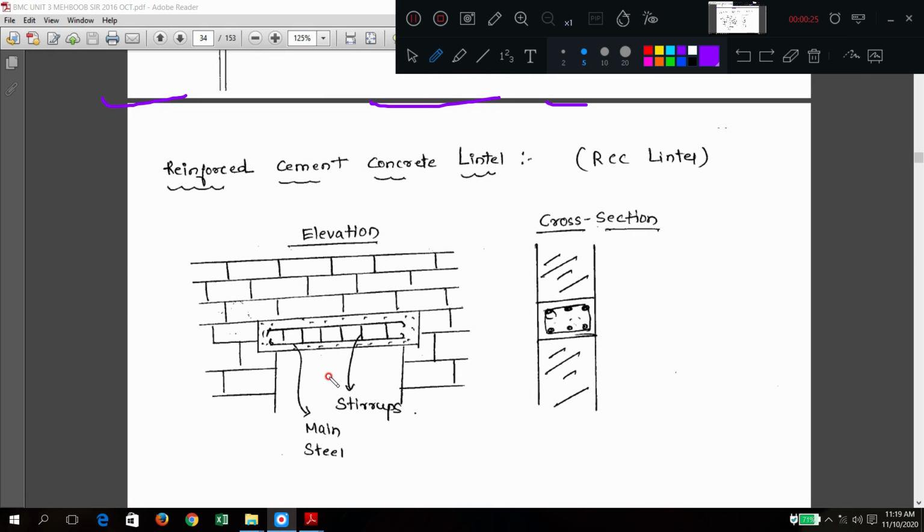So, how have we constructed? First, the walls are raised. Later on, the shuttering is provided, centering is provided. Okay, shuttering, centering, and every formwork is completed. Later on, you are going to put the bars. These are the bars. Horizontal main bars at the top, at the bottom. Later on, you are going to put what? Stirrups. You are going to put the stirrups. Once all the formwork and all the reinforcement is fixed, then you are going to put the concrete.